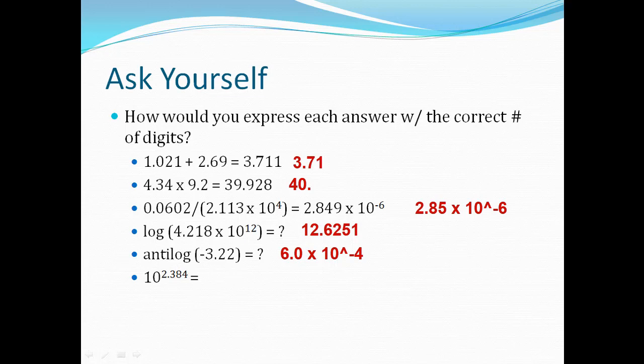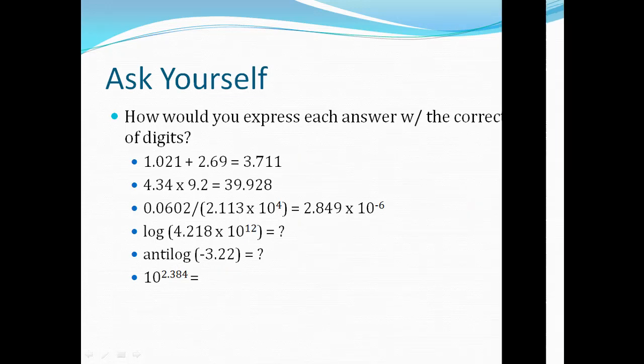What about the last one, 2.384 base 10? That would be the same rule as your antilog. You have a total of 3 digits after the decimal place, so 3 digits in the mantissa part, so that means that your answer is only going to have 3 sig figs. The answer should be 242.